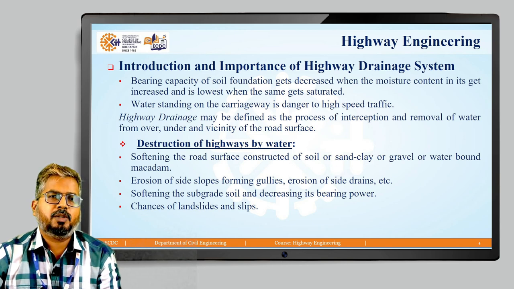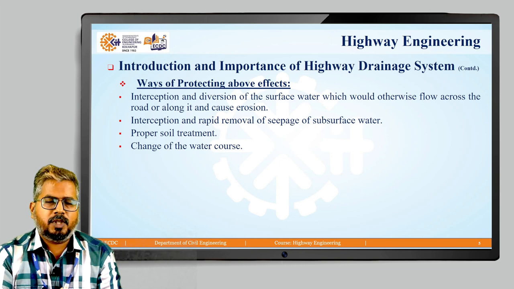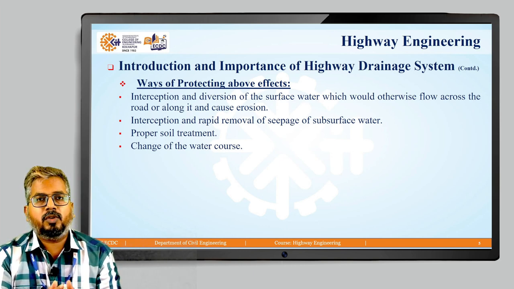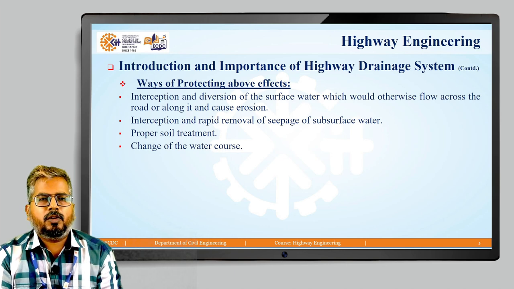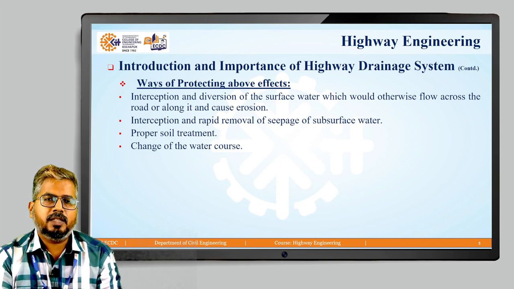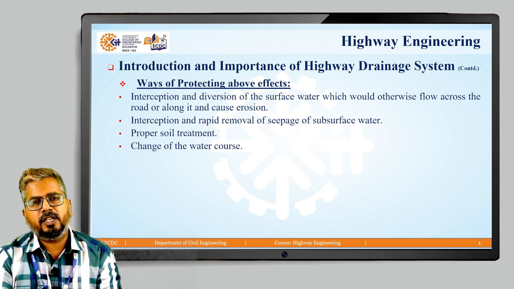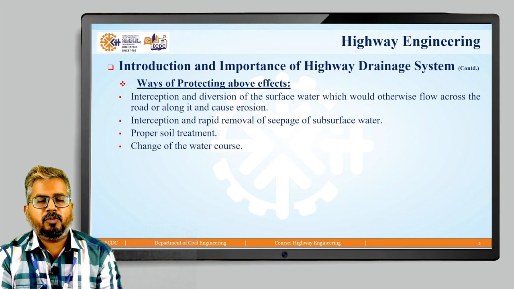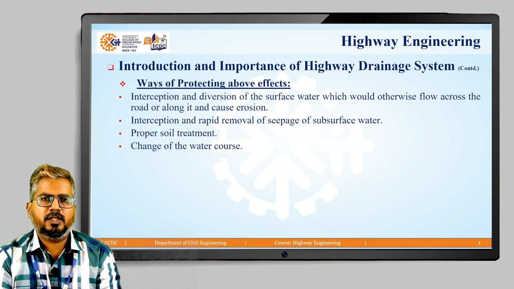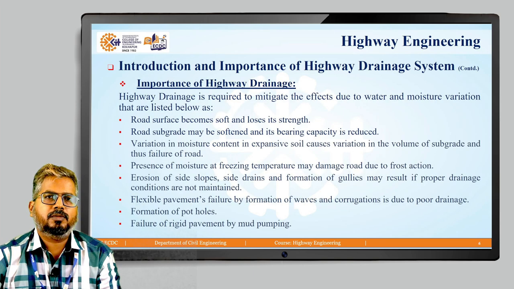For surface drainage, we can provide sufficient slope, or we can provide cross slopes or camber. All these things can be done for the proper removal, or having controlled access, of surface water. Now, what are the various ways of protecting the road surface against the effects that we have just seen in the previous slide? There is interception and diversion of surface water, which would otherwise flow across the road or along it and lead to erosion. Then interception and rapid removal of the seepage of subsurface water, proper soil treatment, and change of the water course. So these are some of the important ways of protecting the road against the effects that we have just seen.